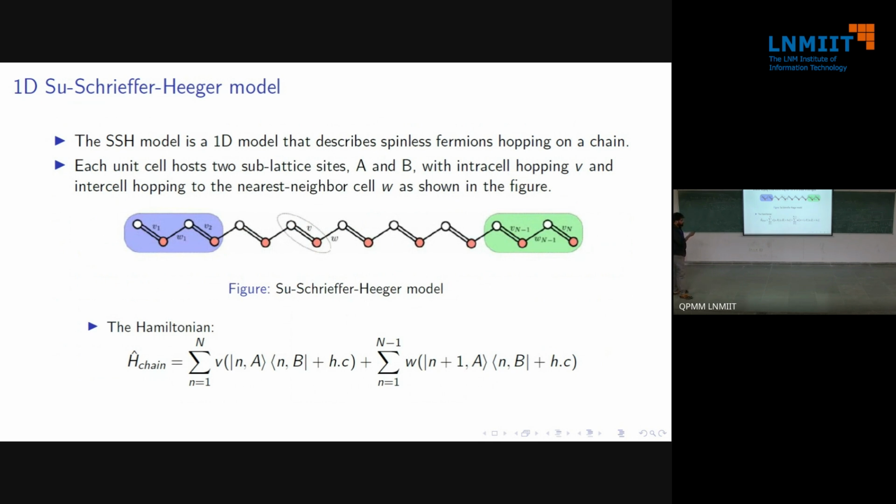One minute, how can I use the pointer? For the light. Which one, sir? Okay.